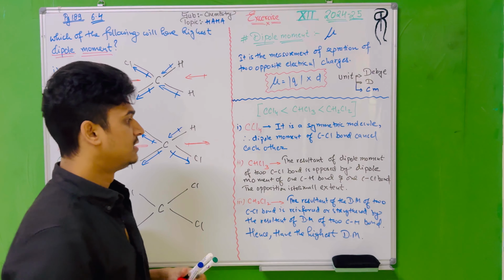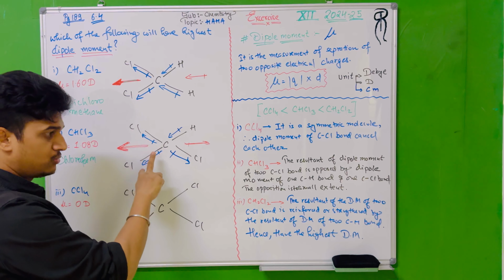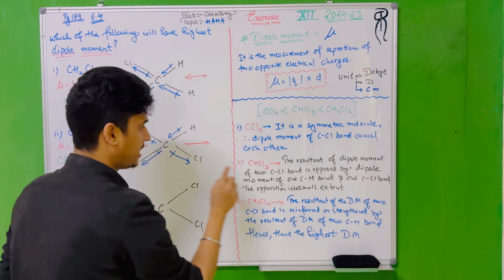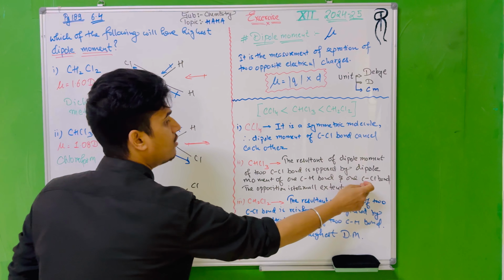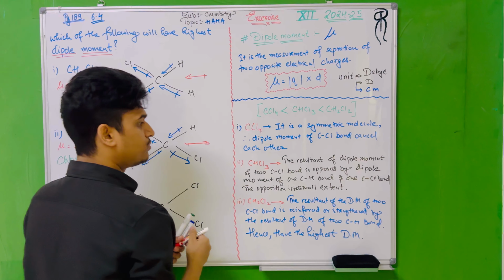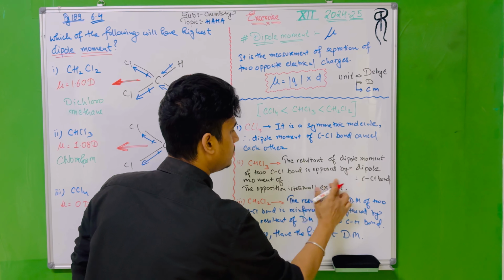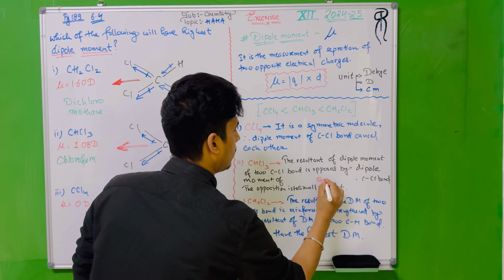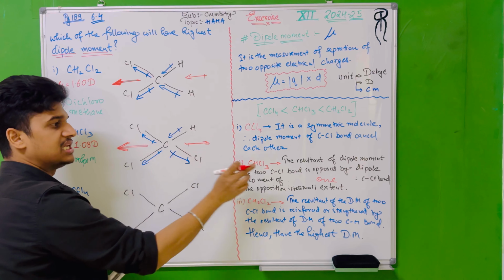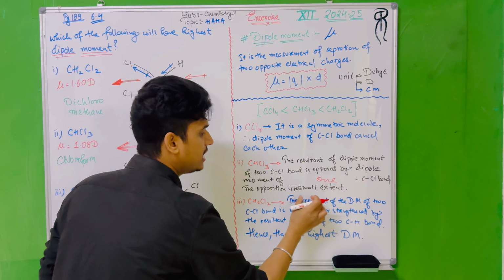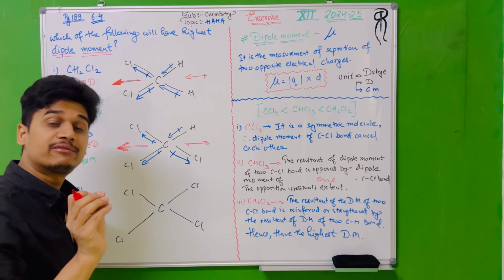Let's read it over here. The resultant of dipole moment of two C-Cl bonds, these are your two C-Cl bonds, is opposed by dipole moment of one C-H bond and one C-Cl bond. It is not opposed by the C-H bond, it is only opposed by one C-Cl bond. Okay? Because C-H is supporting, it is not opposing, it is supporting. Only one C-Cl bond is opposing. So the opposition is to a very small extent, because of which there is less dipole moment, but it will be there.